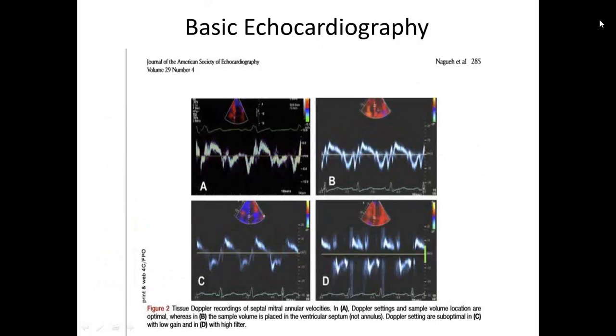So let's see. Again, it's important to do these recordings properly. In case A, these are mitral annular velocities, of course. And in A, the Doppler settings and sample volume location are optimal. So remember, it's your mitral annular velocity, and if you're doing the medial, you have to be right at the annulus, at the medial aspect.